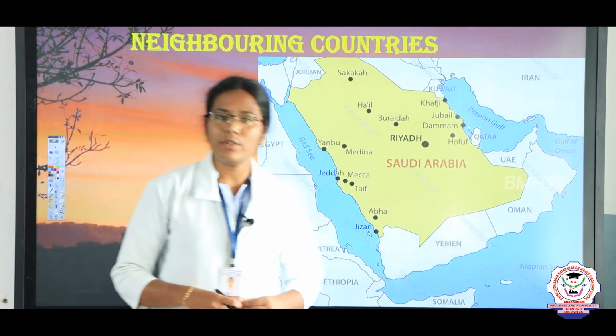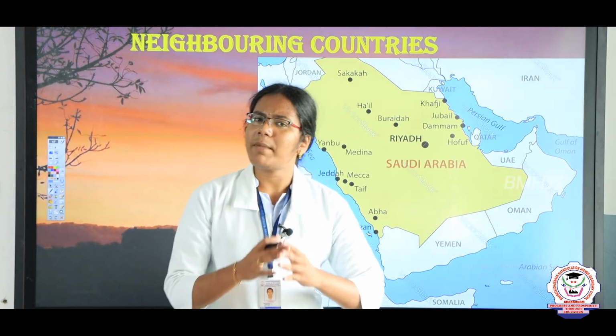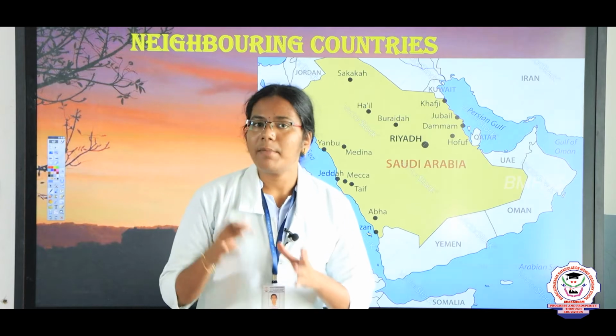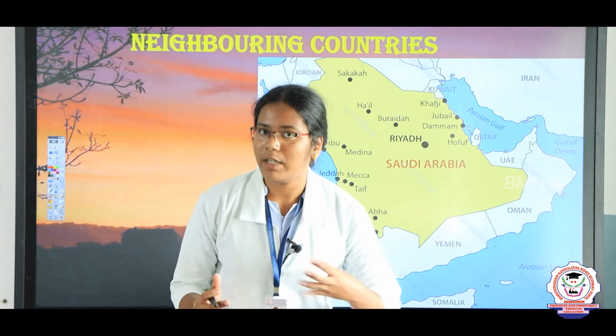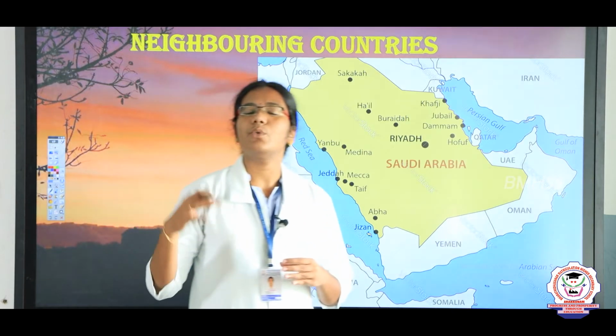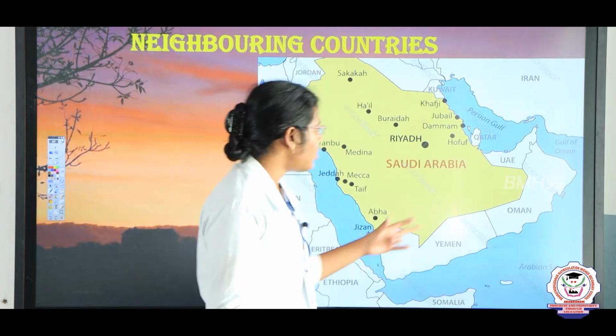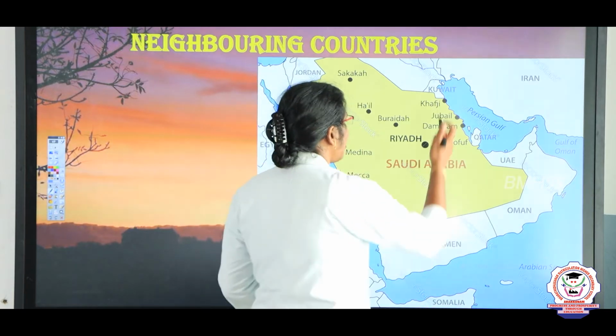Next, we are going to see the neighboring countries of Saudi Arabia. So, what is meant by neighbor? What do we call the people living next door to us? We call them neighbors. Like that, the countries lying next to our country are said to be the neighboring countries. So, the neighboring countries of Saudi Arabia.